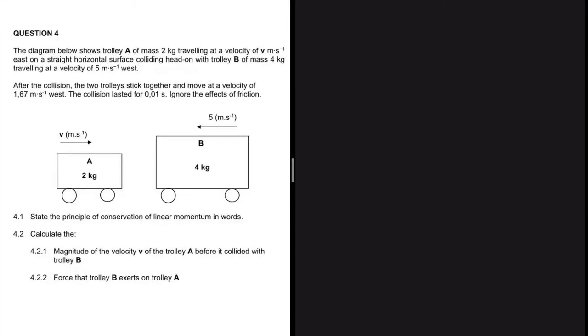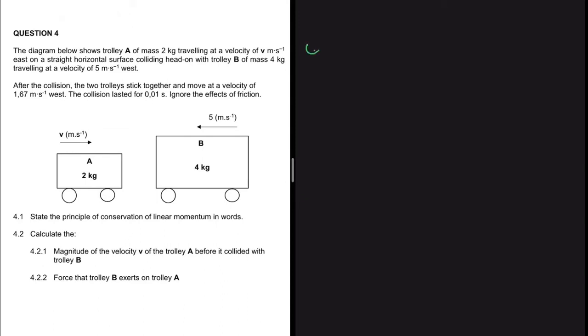The diagram below shows trolley A of mass 2 kg traveling at a velocity of v meters per second east on a straight horizontal surface, colliding head-on with trolley B of mass 4 kg traveling at a velocity of 5 meters per second west. After the collision, the two trolleys stick together and move at a constant velocity of 1.67 meters per second west. The collision only lasted for 0.01 second. Ignore the effects of friction.